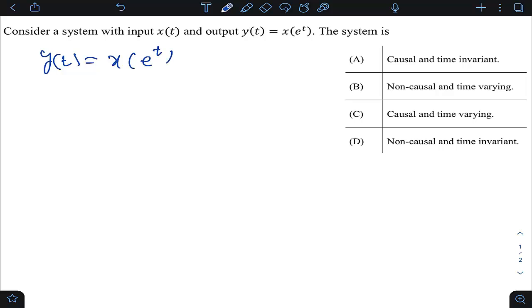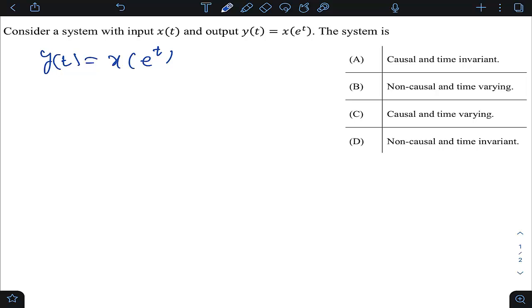So how do you check the causality, whether the system is causal? You have to check at different time instants. At any time instant, if you observe that the present output depends on future values of inputs, we'll say it is a non-causal system. If at each and every time instant there is only present and past dependency, then only it is causal. But at any time instant, if the present output depends on the future inputs, it is definitely a non-causal system. So how do you check it? By substituting different values of t.